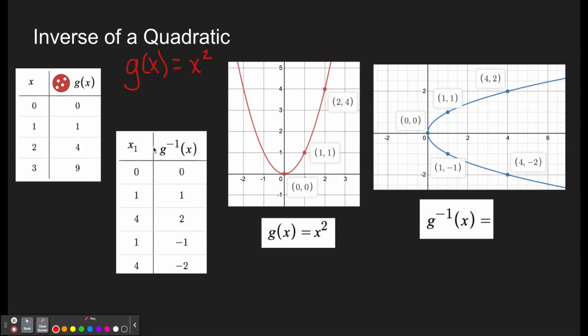To find the inverse of that function, we switch all the inputs to become outputs and the outputs to become inputs. The first two entries in the table are kind of trivial, but if we continue moving down, we can see that if we plug in 2, we get out 4. And in the inverse function, we'll plug in 4 to get out 2. So we've reversed the inputs and the outputs.